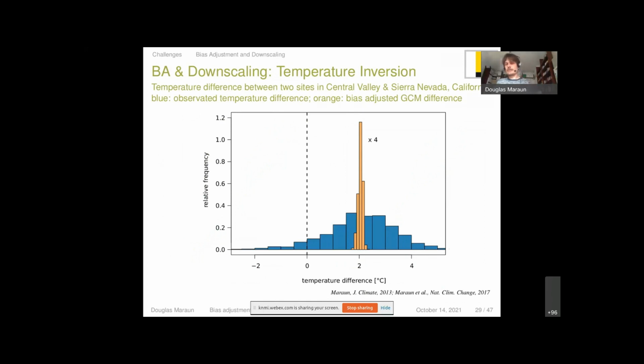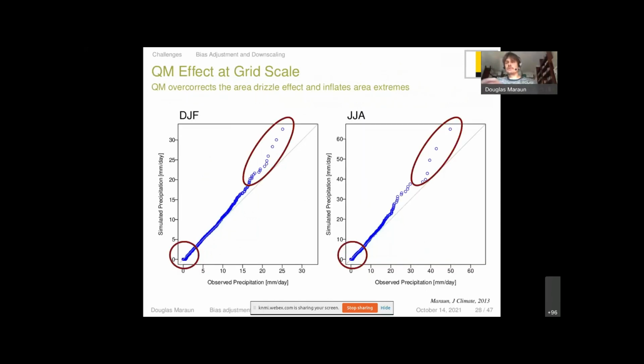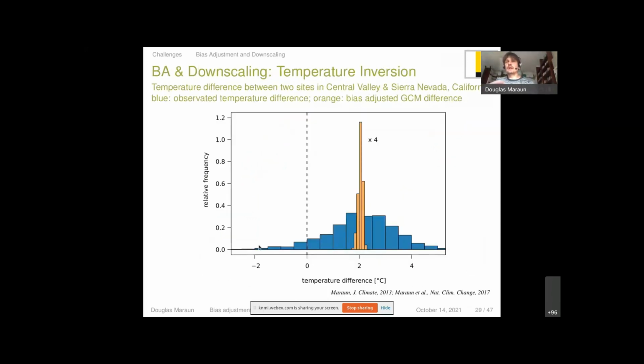Okay, there's a similar problem, but it's maybe not so severe for temperature. So again, let's assume we've got some small variability within the grid box of the model. So here it's a GCM grid box. Then you can even have this problem for temperature. So what I did is I took 2 stations in California, one in the Sierra Nevada, higher up, at, I don't know, 1,000 meters height, and one down in the Central Valley. And this is the observed temperature difference between the two.